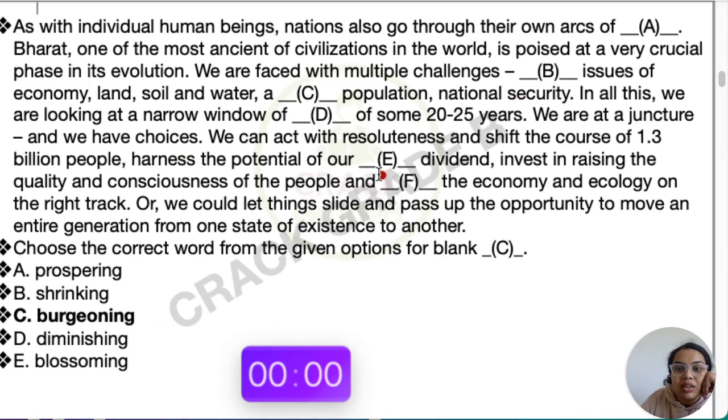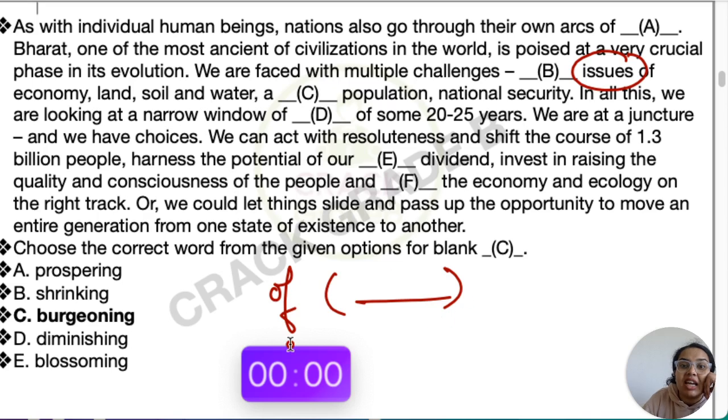Okay. So what kind of population? See, these are the issues. Okay. So issues of something, those things which can create problems. So it relates to land, economy, soil, and what kind of population could it be? Prospering is a good thing. Yes, you can have a population that is prospering, getting richer day by day, but that's a positive thing. Shrinking population is also in a way not that bad. That is lessening in number. Diminishing is log marte ja rahe, makes no sense.